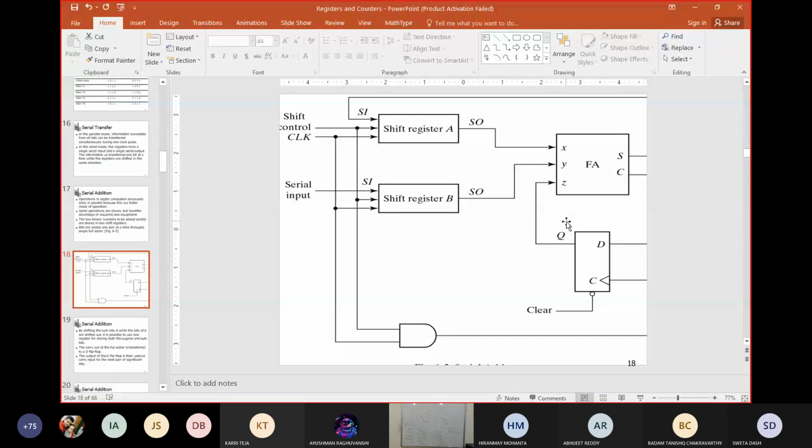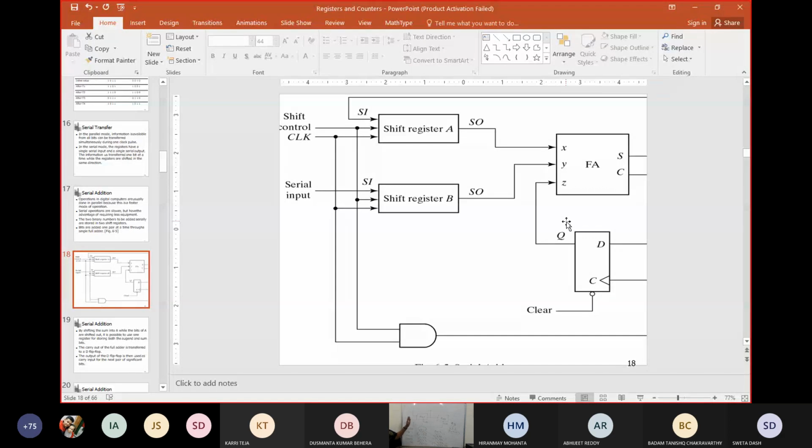Okay, x and y are coming from register A and B, right? And the third bit is appended. Okay, it's transferred, isn't it? Yes or no? X and Y are from register A and register B, and the Z is coming from D. Is that correct? Z is coming from whom? Please check. D. Yeah, that is coming from the D. So what should I call this?